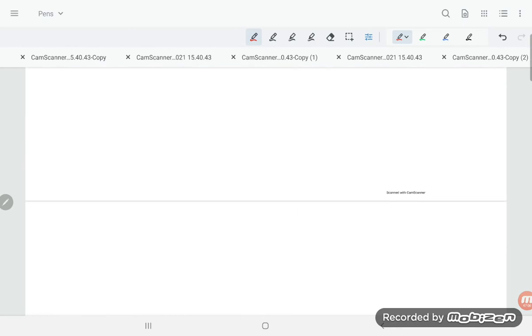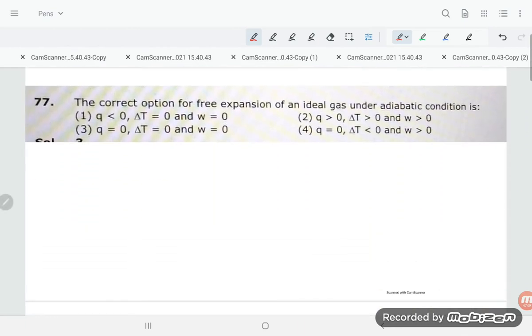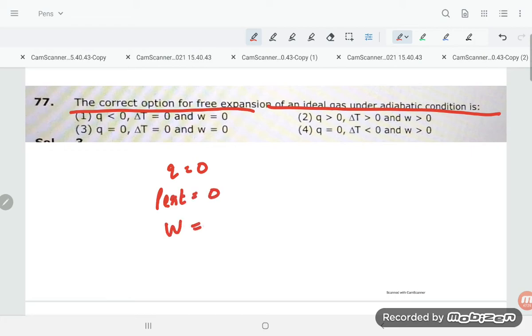Let us move to question number 77. The correct option for free expansion of an ideal gas under adiabatic condition. Adiabatic condition is there and it is free expansion. So Q equals 0 because adiabatic. P external will be 0, so W equals 0.